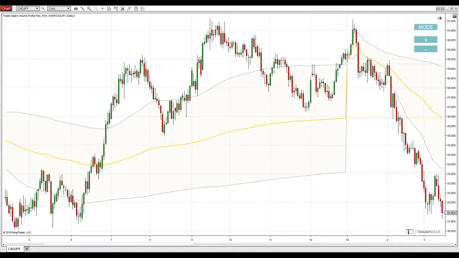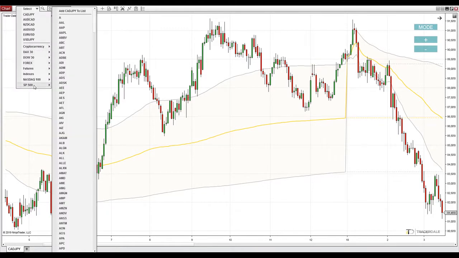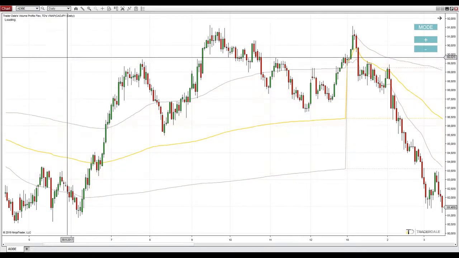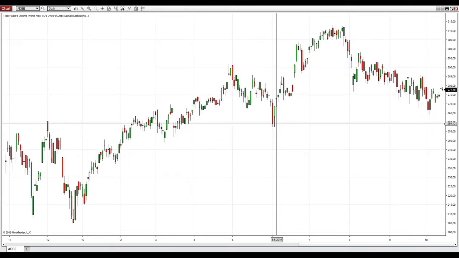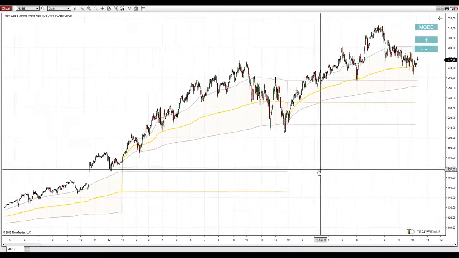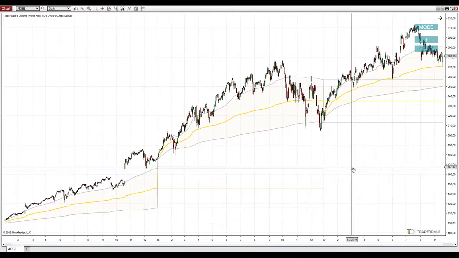Now the last thing which I want to show you in this video is how you can swing trade stocks using the vwap. So let me show you some examples. Let me go to Adobe, this Adobe stock. Now this is the daily chart of Adobe.